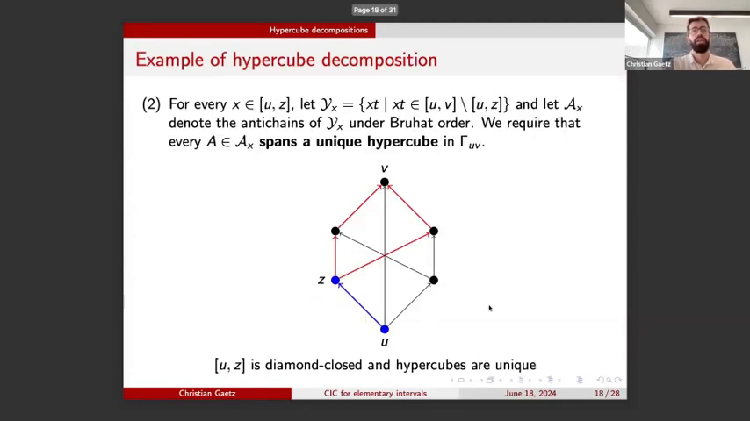All right. Finally, I will show you a positive example. If we take the 2 blue elements as I, that's diamond closed because I don't have 3 elements of any diamond, so I don't have to worry about it. And we can verify the hypercube condition. For example, we can verify it at x equals z. So here there's only 2 arrows leaving z, and indeed there is a unique way to complete them to a diamond. So this does form a hypercube decomposition of this Bruhat interval.